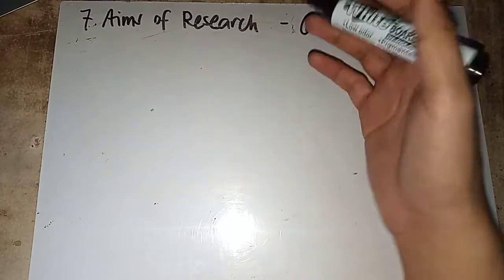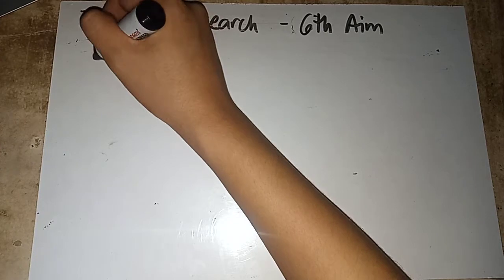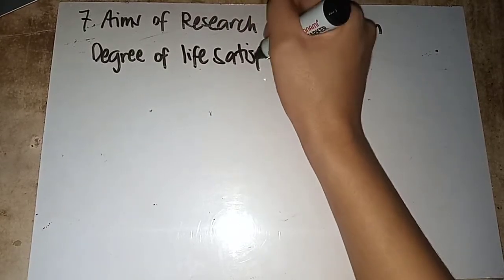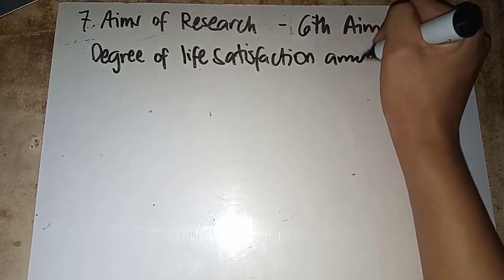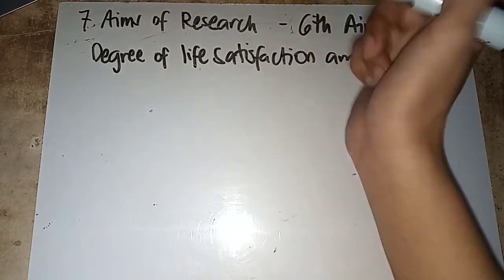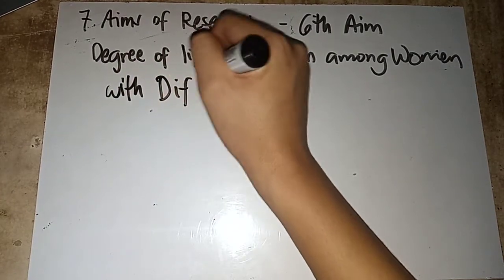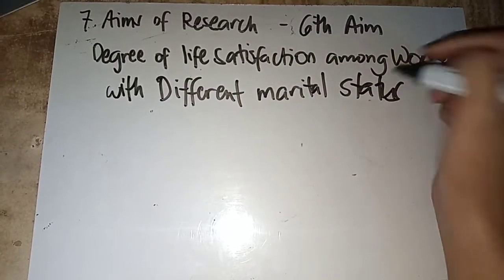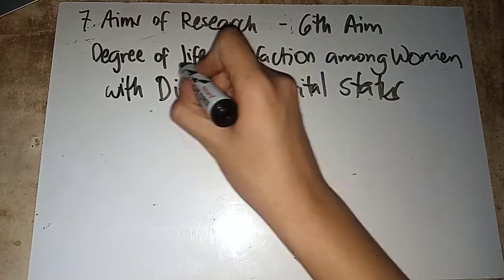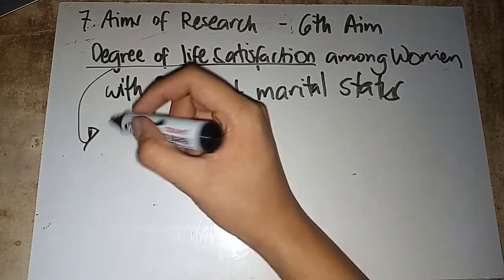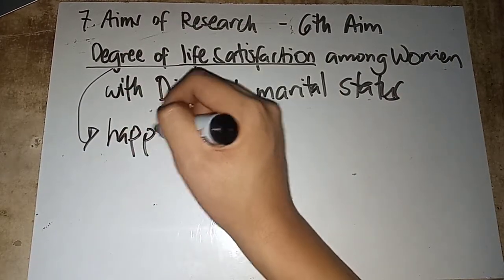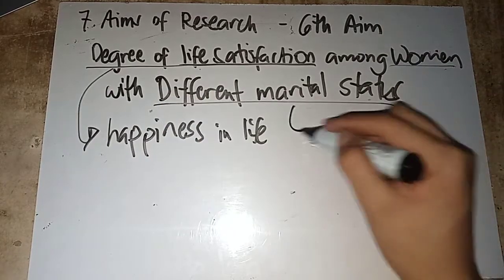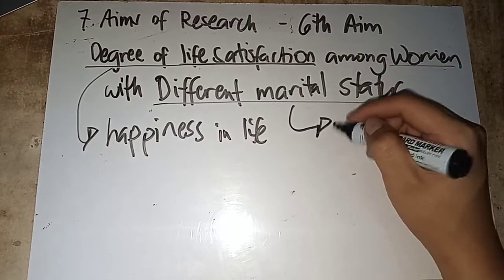Suppose you conducted a research in which you have to identify the degree of life satisfaction among women with different marital status, okay. The degree of life satisfaction is actually pertaining to the happiness in life, okay. And then these women with the different marital statuses would be your respondents.